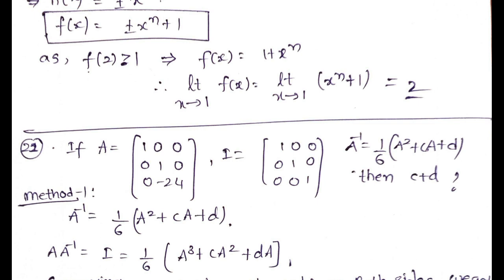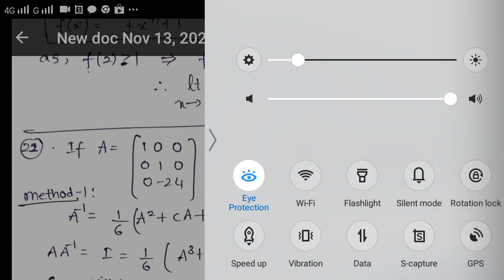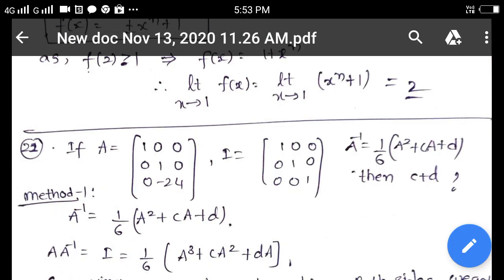Now the 21st question is a very good question from matrices, and you can solve it in two methods. Here he has given a 3 by 3 square matrix A is equal to 1 0 0, 0 1 0, 0 2 minus 2 4, and also a unit matrix. Now A inverse is equal to 1 by 6 into A square plus cA plus d. Now he has asked us to find the sum of the values c plus d.